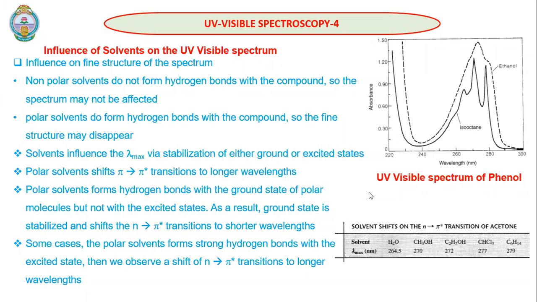If you use a non-polar solvent, the compound will show clear peaks. If you use a polar solvent, it may not show clear peaks. So this is the spectrum of phenol. I have also given a table showing the influence of different polar solvents on the n to pi star transition of acetone. You can clearly see from this that non-polar solvents don't have any influence, whereas polar solvents will lower their energies.